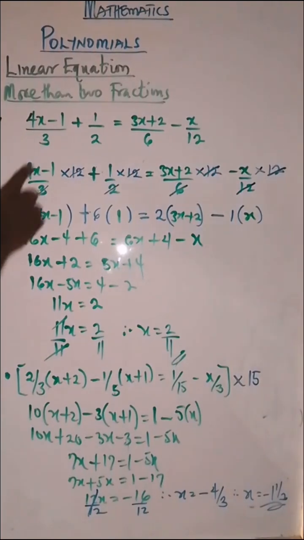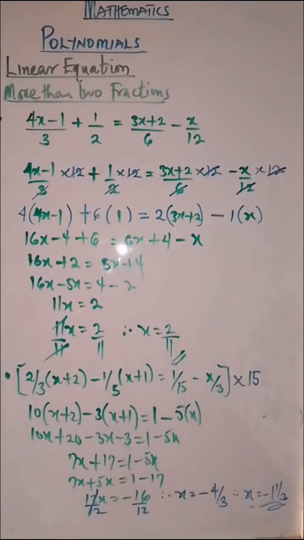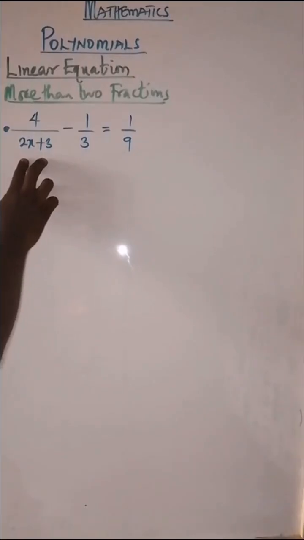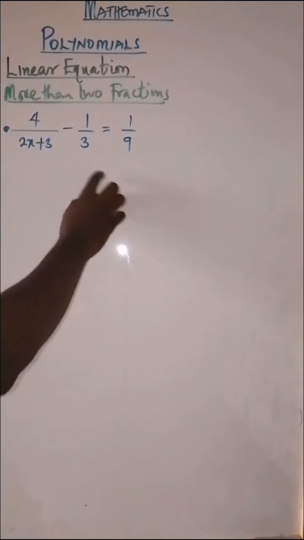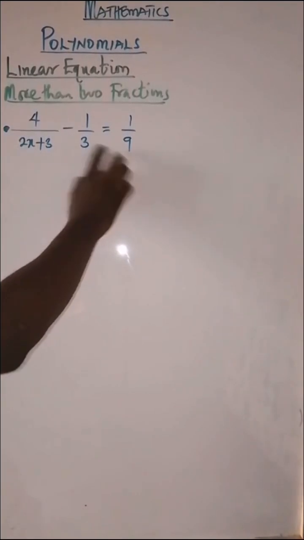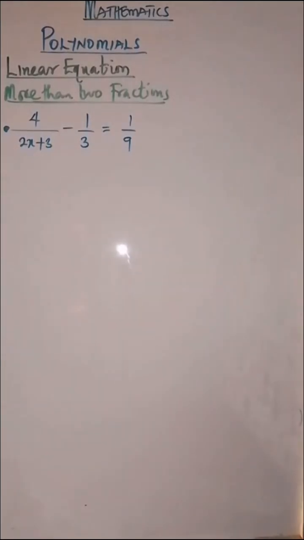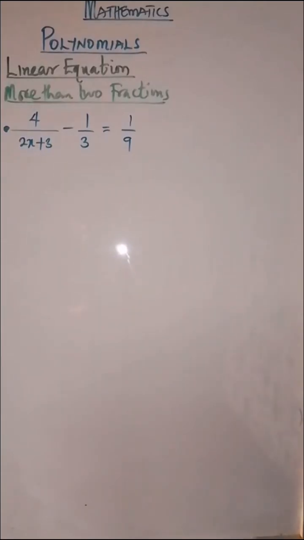Let's take an example where the denominators are algebraic expressions. Look at this particular question. So same thing. Look for the LCM of 2x plus 3, 3 and 9. First, focus on the number. So the LCM of 3 and 9 is 9. So just negate this 3. So the LCM here will be 9 times 2x plus 3. So multiply all the expression by 9 and 2x plus 3.